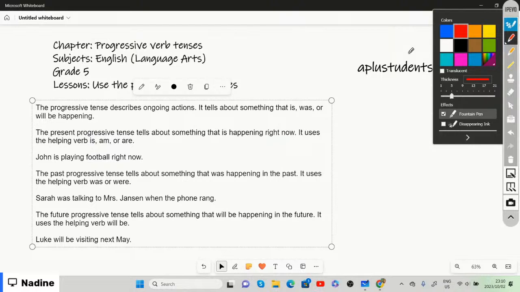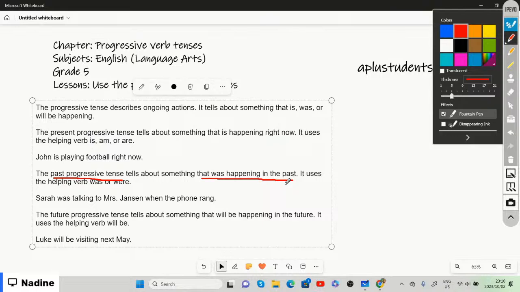So then we have the past progressive tense. The past progressive tense tells about something that was happening in the past. It has passed, right? But it's ongoing, something that was happening in the past. So past tense is things that happened in the past, but past progressive tense tells us about something that was happening in the past. So, ongoing actions that happened in the past.